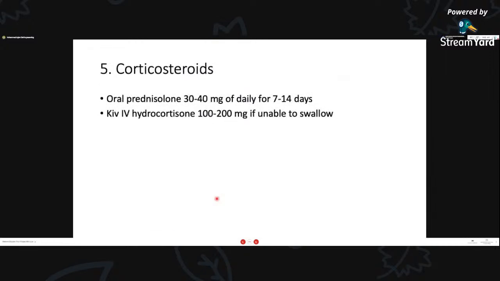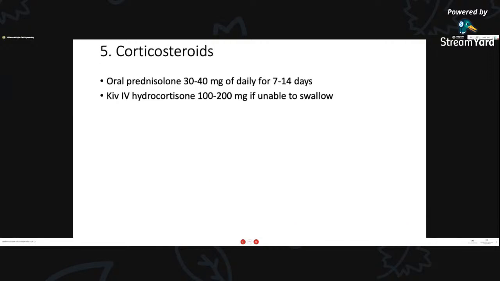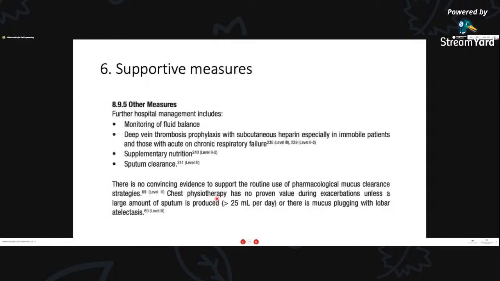The last will be the corticosteroids. We give a course of oral prednisolone for 1 to 2 weeks. But if the patient cannot swallow or is vomiting, we can consider IV hydrocortisone 100 to 200 mg. And of course, having said that, we have some supportive measures for acute exacerbation of COPD.